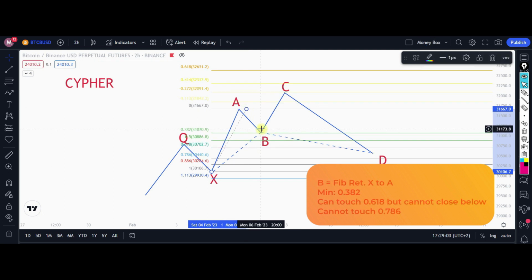The retracement should reach at least the 0.382 Fibonacci level, can touch 0.618 or even pass it, but the price shouldn't close under this level. I mean, it can surpass the 0.618, but the price should close below the 0.618 Fibonacci level. And lastly, the price shouldn't touch 0.768 even with candles or wicks.